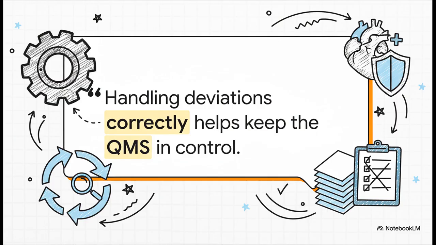When you boil it all down, it comes back to this one core idea. Managing deviations properly isn't about filling out paperwork and checking boxes. It is about actively taking control of your quality system, pointing your resources at the things that are actually risky, and always working to make your processes better to keep patients safe.